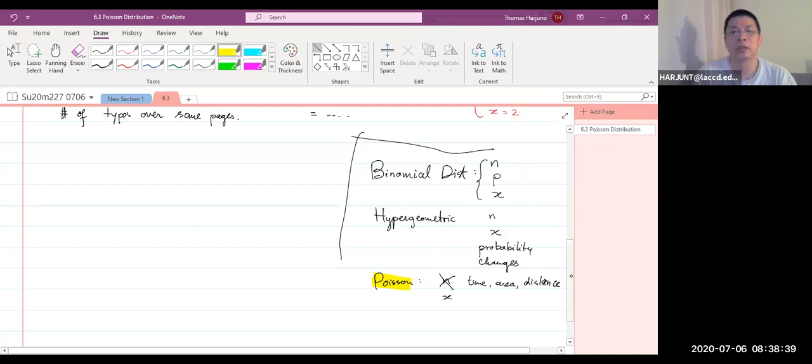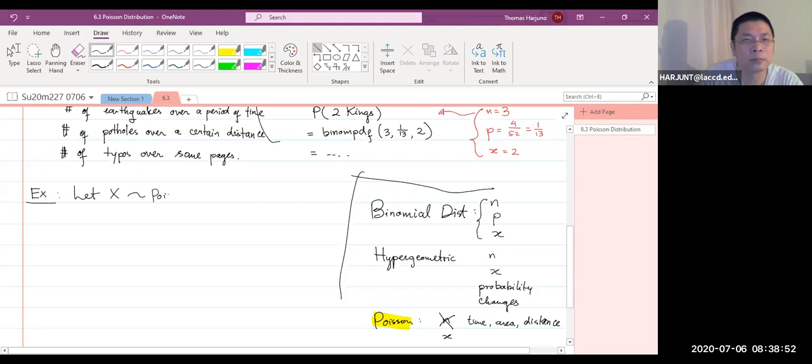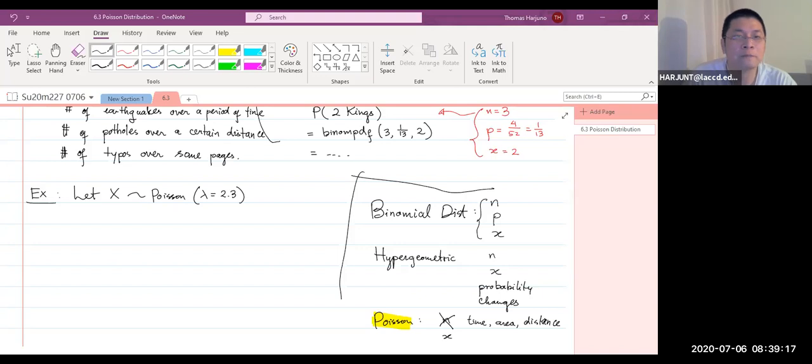Okay, now let's go back. I will start with theoretical and calculator notation. For example, let X be Poisson distributed with lambda, which is the mean, let's say 2.3. So let's say it's 2.3 incidents on average per period of time. Now part A, find the probability that X equals 3.